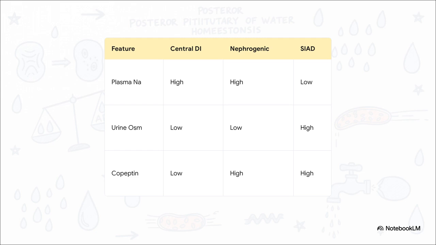And just notice how copeptin perfectly slices through all the confusion. It's low in central DI, incredibly high in nephrogenic DI, and inappropriately elevated in SIAD. It all just clicks into place.